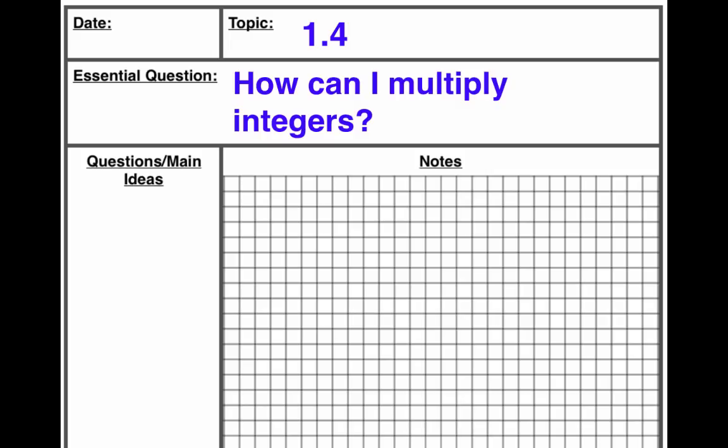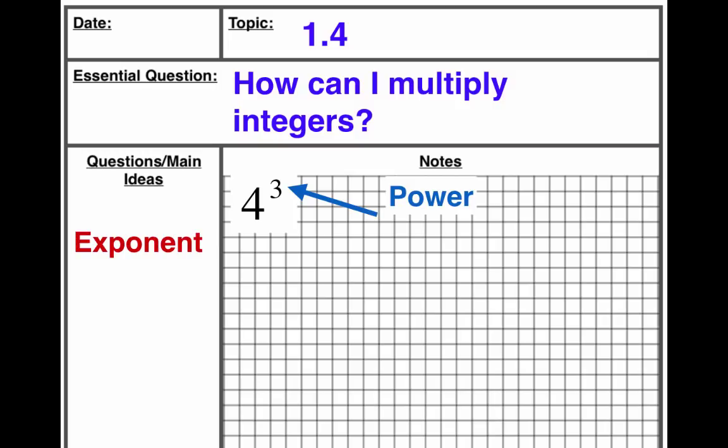And the big essential question of this video is how can I multiply integers? So we are working on multiplying positive and negative numbers, but we're going to get into it a little bit of a different way today. We're going to talk about exponents, because exponents is another way of multiplying. This is an example of an exponent, 4 to the third power. Now this is like a shortcut way of writing out that we want to multiply 4 3 times. So we call that little 3 the power, or the exponent. Either word works. But what we're really doing is 4 times 4 times 4. So like I said, it's a shortcut for writing that.